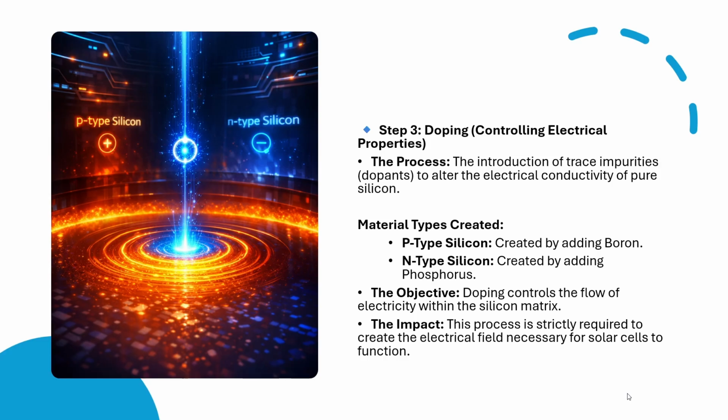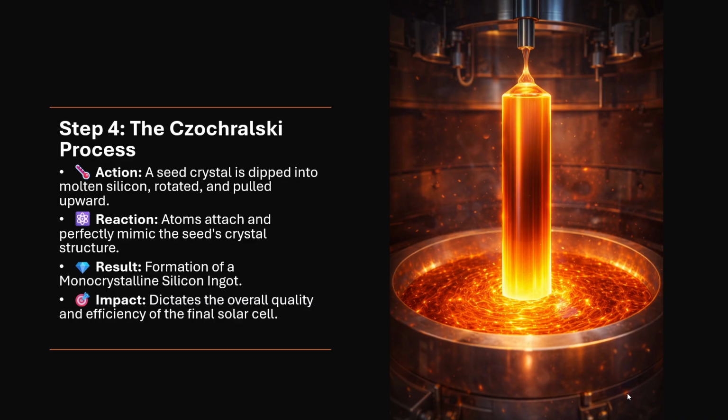I think you might be feeling some confusion. See, what is happening here? Atoms follow the pattern of the seed crystal. You can see the seed crystal. It forms a single continuous crystal structure. That's it. This is called a monocrystalline silicon ingot. We can see the image. It forms a single long cylindrical solid.